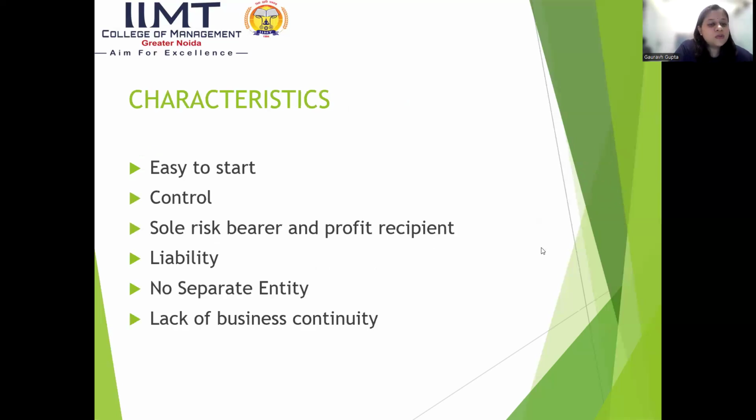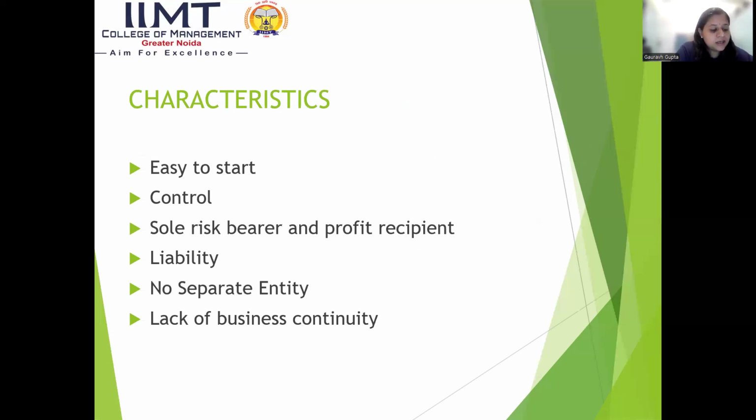Characteristics. The first one is easy to start. Sole proprietorship is very easy to start and easy to wind up. It is the most simplest form. Second, control. The sole proprietor has the complete control over the affair of the business. Third, sole risk bearer and profit recipient. Being a sole owner, he bears all the risk and receives all the profits.